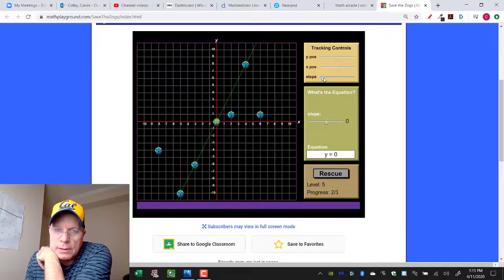There they are. Alright. I'm going to use Zogs that are close together. Again, it's uphill, so positive. I'm going from this Zog to this Zog. My delta y would be up 1, 2, 3, 4, positive 4, over right 2, so positive 4 over positive 2 is 2. 2x, y equals 2x.